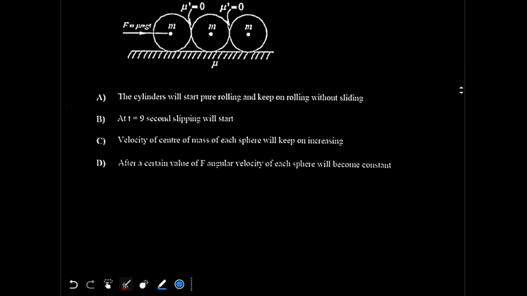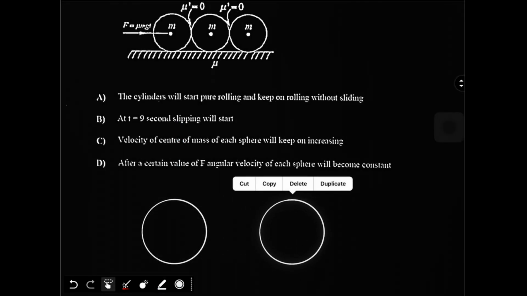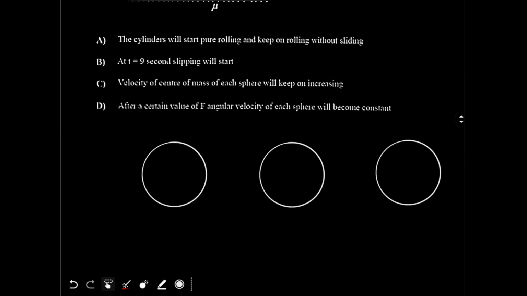So first of all, let's draw the FBD. So I got the three cylinders. This is my first cylinder, this is the second cylinder, and this is the third cylinder. Now since the cylinders are uniform, I can write the torque equation about their instantaneous axis of rotation. The instantaneous axis of rotation will be near the bottom. Now let's draw the FBD. Here we have the external force F acting, then N1 action reaction, then N2 action reaction.